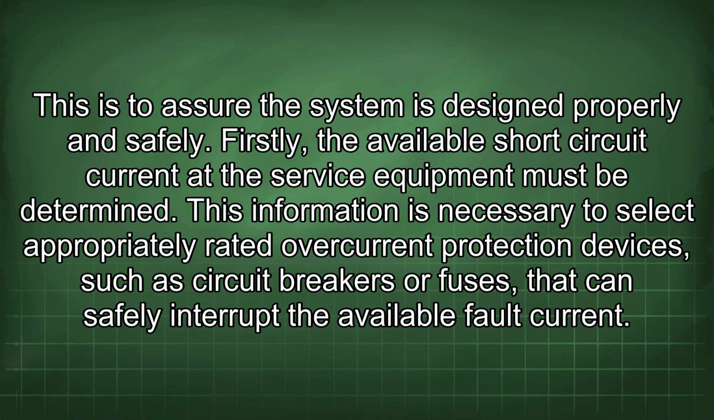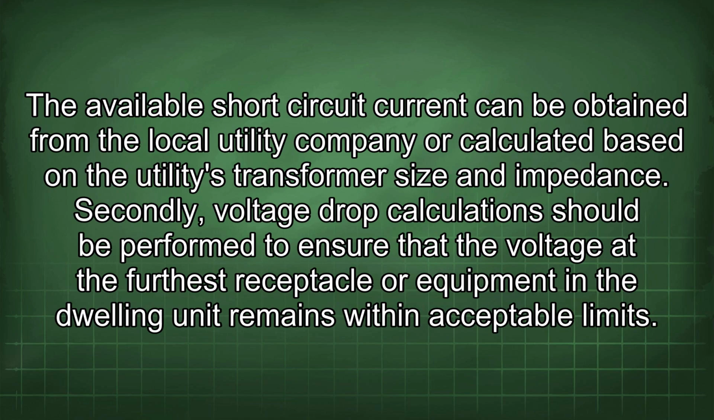Firstly, the available short-circuit current at the service equipment must be determined. This information is necessary to select appropriately rated overcurrent protection devices, such as circuit breakers or fuses that can safely interrupt the available fault current. The available short-circuit current can be obtained from the local utility company or calculated based on the utility's transformer size and impedance.